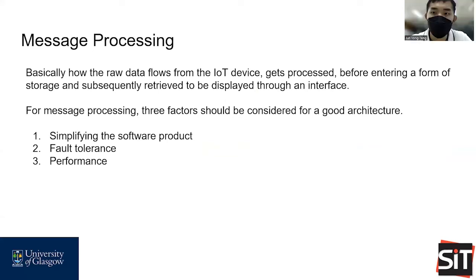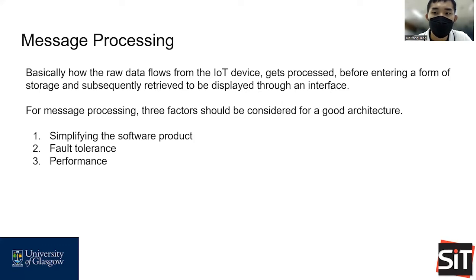Message processing is how the raw data flows from the IoT device, gets processed and is delivered to the consumer. For message processing, 3 factors need to be considered. Firstly, simplifying the software product. With an array of complex data, matters are made worse by adding sophisticated code to process the data. The code needs to be kept simple and straightforward, and can be modified and supported cheaply.